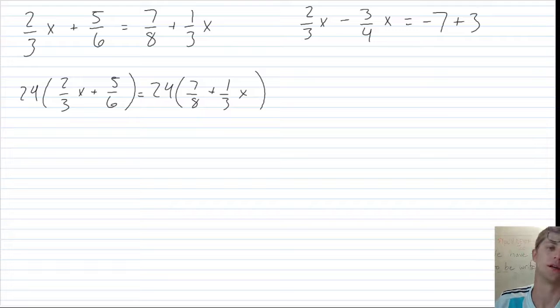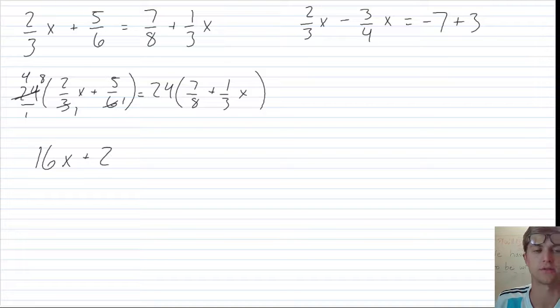Great. 24 times 2 over 3. 3 goes into 3 once, 3 goes into 24 8 times. 8 times 2 is 16. Don't forget about our x. And then do the same thing. 24 over 1 times 5 over 6. 6 goes into 6 once. 6 goes into 24 4 times. 4 times 5 is 20.